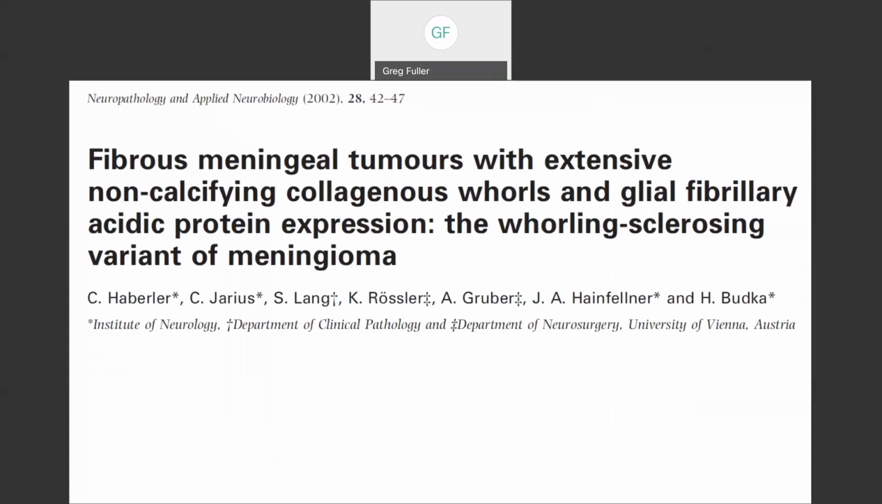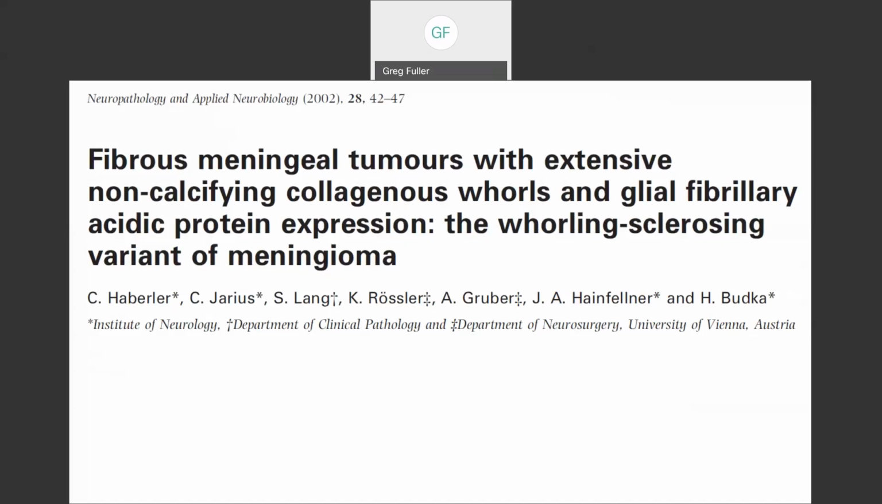This is by several famous oncologic neuropathologists. If you look at the last one, senior author, Dr. Budka, fantastic, wonderful oncologic neuropathology, one of my mentors when I was coming up in the discipline, also a wonderful human being. All right, but look at this, whirling sclerosing variant of meningioma.